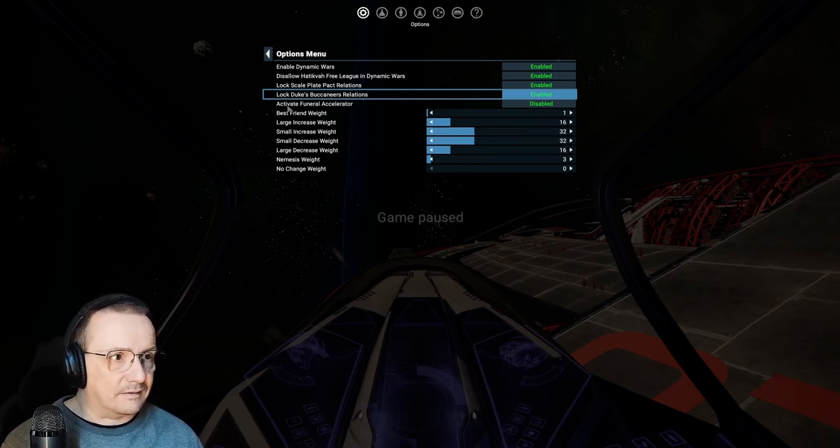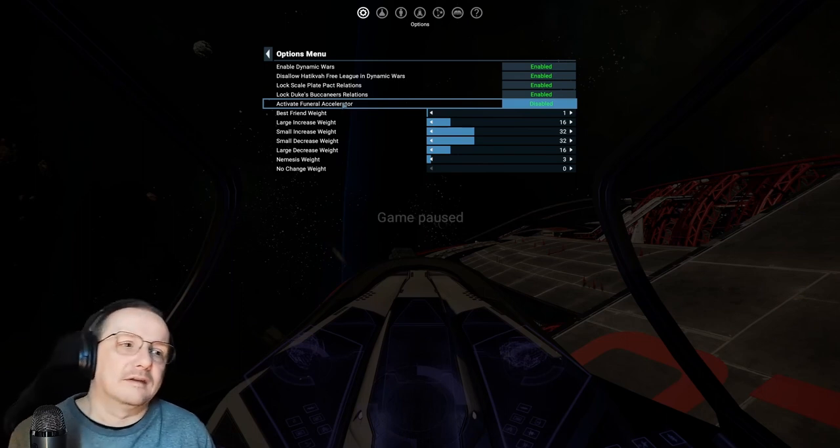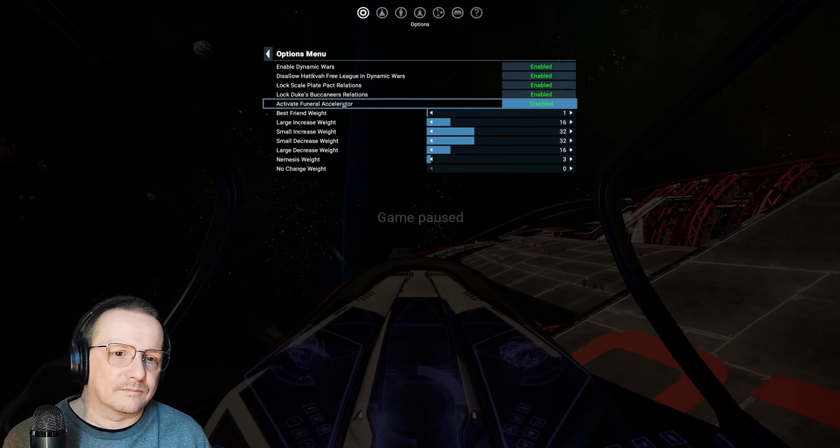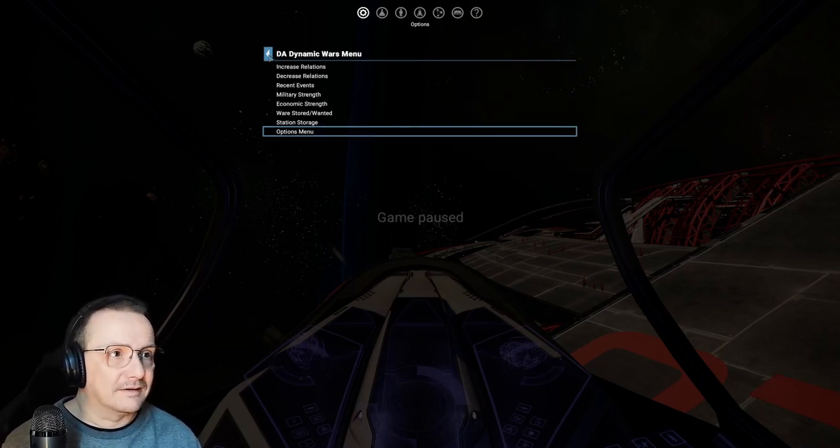And activate funeral accelerator. I do not know what this means. I've got no idea. What does that mean, funeral? Surely it's not talking about that Split story where there's a funeral. Maybe funeral means like... honestly, I can't even guess at this point. I don't know. So that is Dynamic Wars.